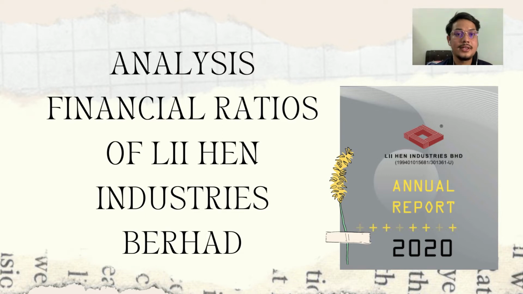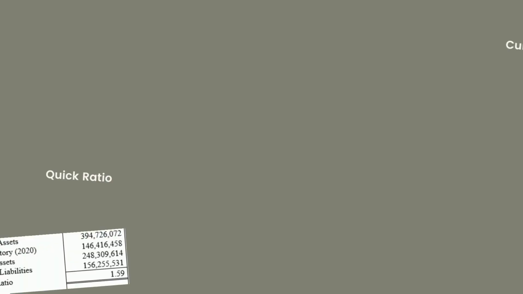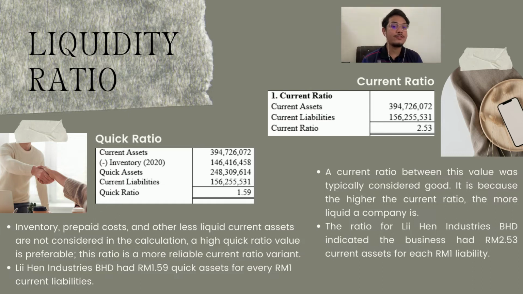So my name is ARIF bin ADHAN. My metric number is 279346. And today I will continue about the analysis of financial ratios of LIQUIDITY Industries Berhad. The current ratio of LIQUIDITY is RM 2.53 after rounding.